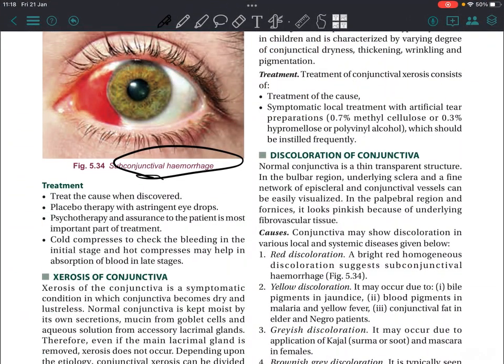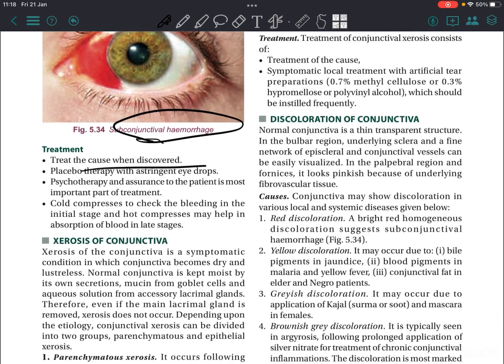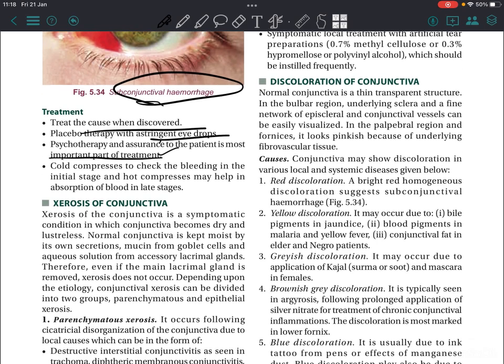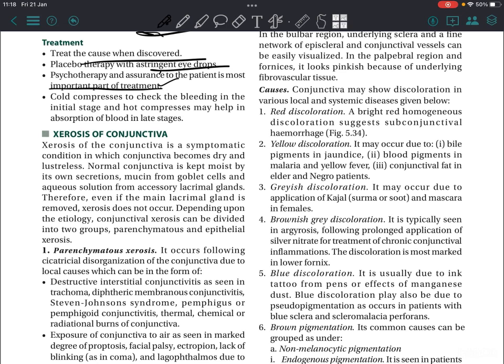subconjunctival hemorrhage. Treatment. The cause, when discovered, should be treated. Placebo therapy with astringent eye drops. Psychotherapy, assurance to the patient, is the most common part of treatment. Cold compress to check bleeding in the initial stage. Hot compress may help absorption of blood in later stage.